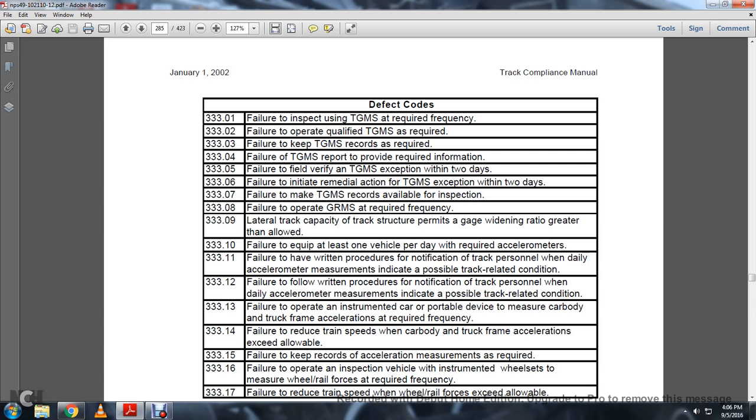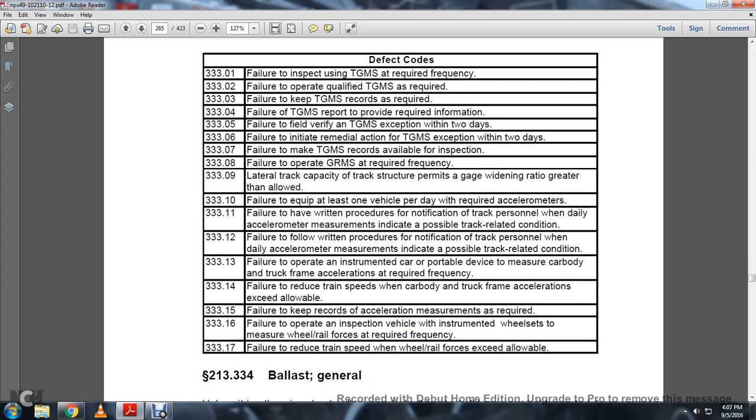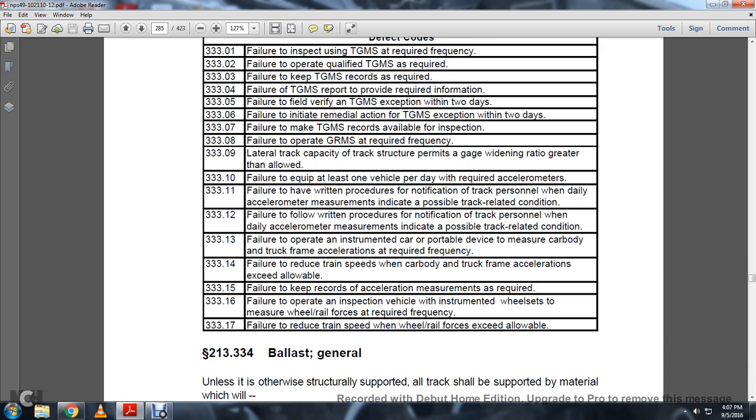33310, failure to equip at least one vehicle per day with a railroad accelerometer. 33311, failure to have a written procedure notifying track personnel of daily accelerometer measures that indicate possible track related conditions. 33312, failure to follow the written procedure notifying track personnel of daily accelerometer measures that indicate possible track related conditions. 33313, failure to operate the instrumented car portable device measuring the car body and truck frame acceleration at the required frequency. 33314, failure to reduce train speed when the car body or truck frame acceleration exceeded the allowable. 33315, failure to keep the acceleration measurement records as required. 33316, failure to operate the inspection vehicle with instrumented wheel sets measuring wheel rail forces at the required frequency. 33317, failure to reduce train speed when the wheel rail forces exceed the allowable.